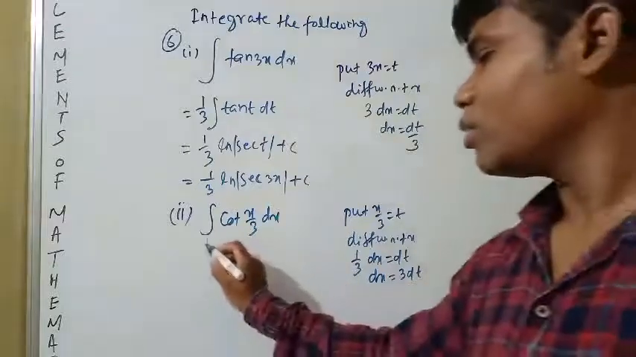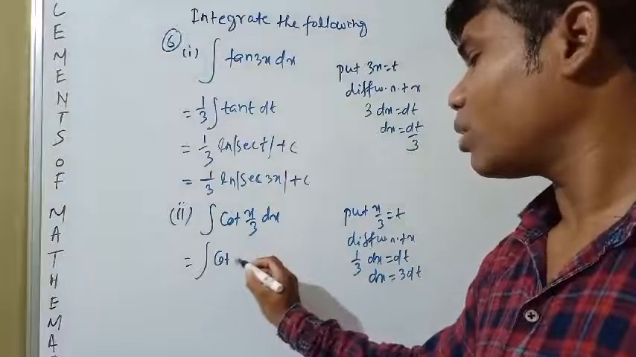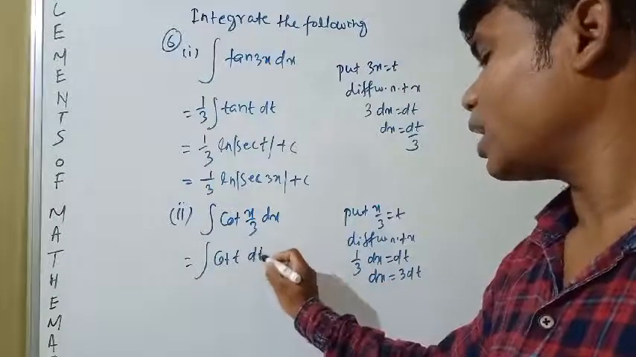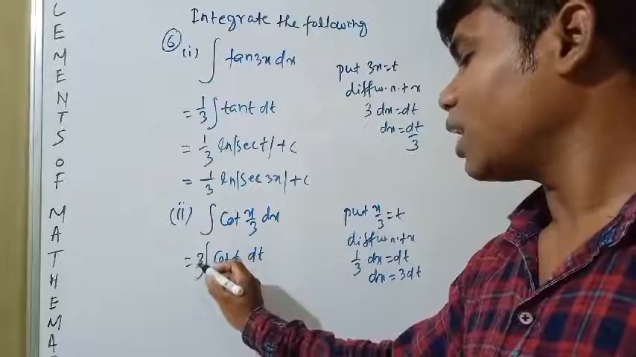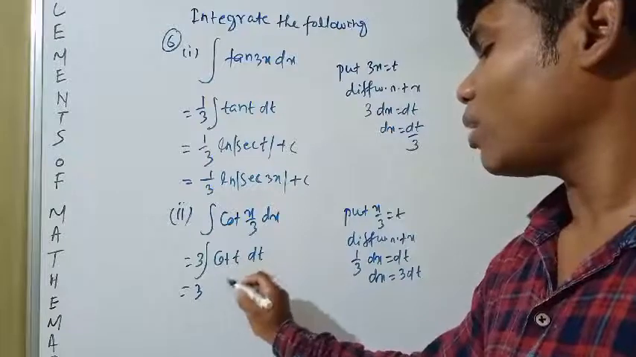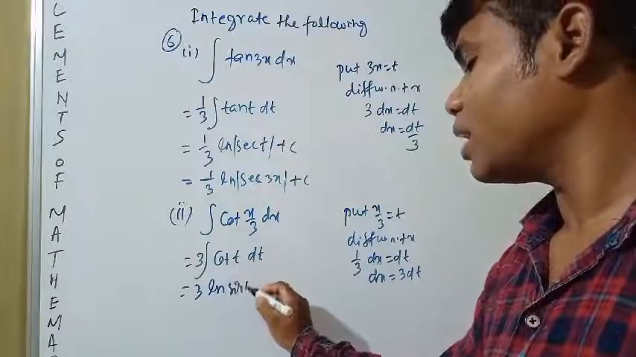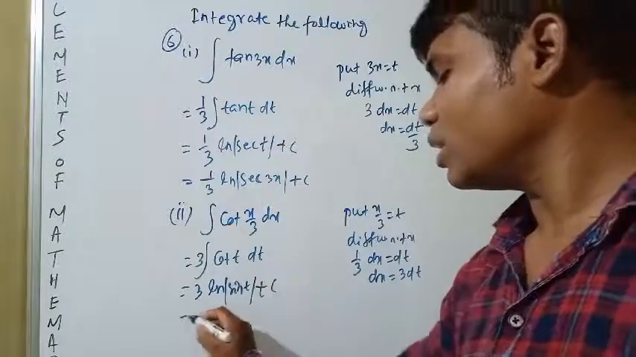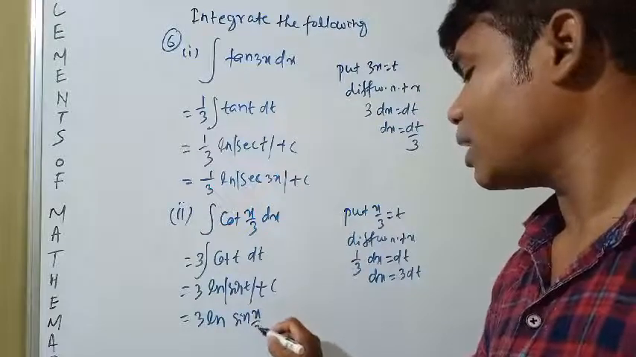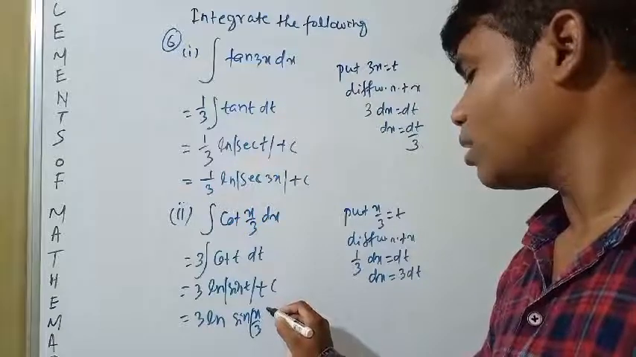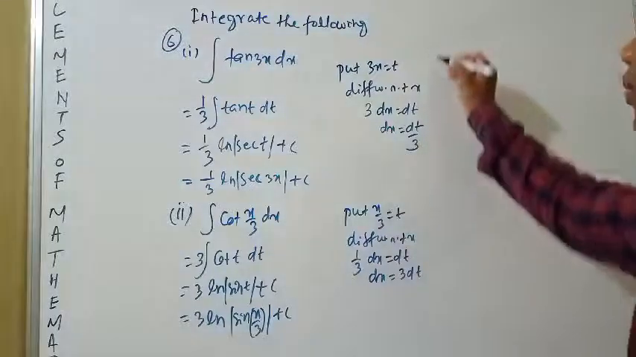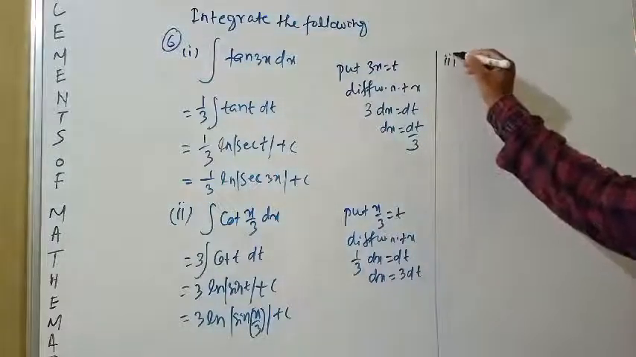Okay, so here integration of cot x by 3, I have taken t. Okay, dx equal to 3 dt. I can write dt here and t, and 3 to write outside. Okay, 3 integration of cot t, that is ln sin t plus c, is equal to 3 ln sin t, where t is equal to how much? X by 3 plus c. Okay, you see the next question.